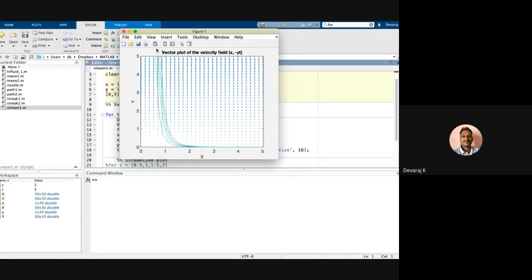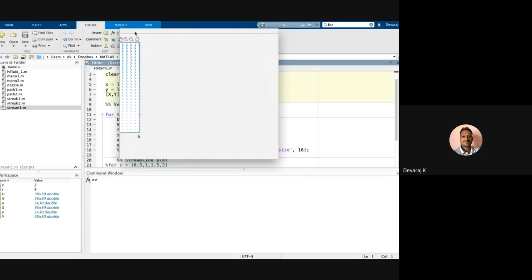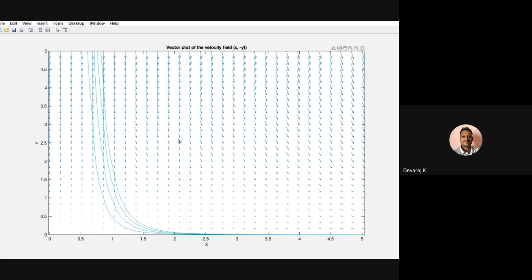Look at this particular thing. Now if I try to zoom in, you can see that it is a velocity vector. What I have done is define a mesh grid of 0 to 5 on the x-axis and 0 to 5 on the y-axis, and within that I have defined the vector using quiver, that gives your velocity vector.